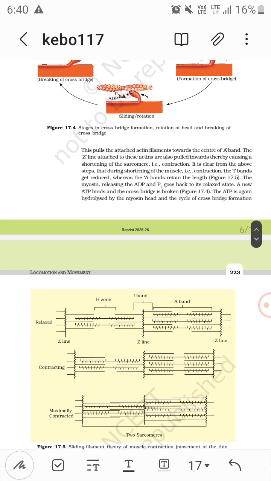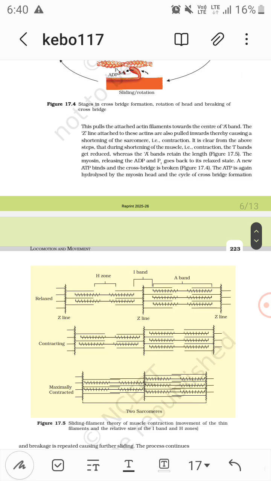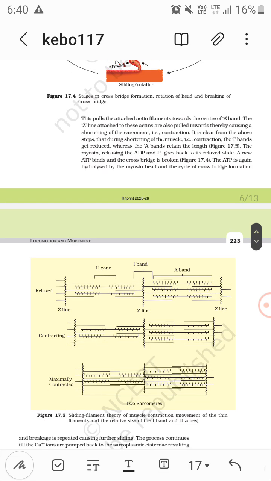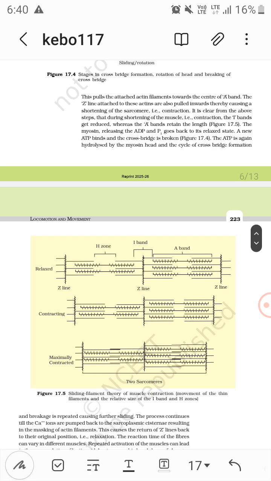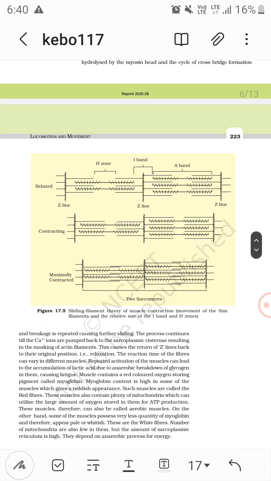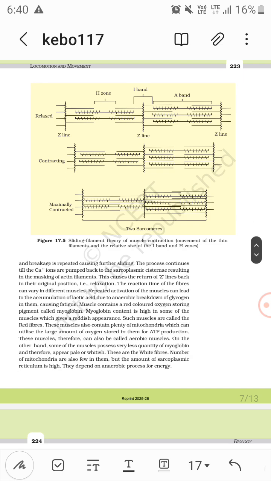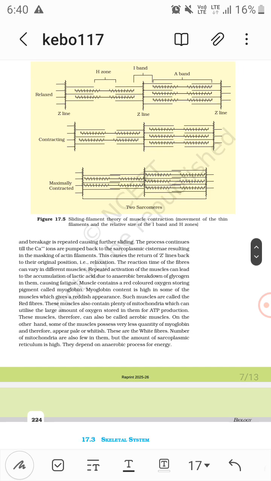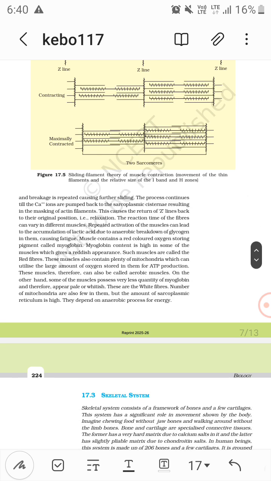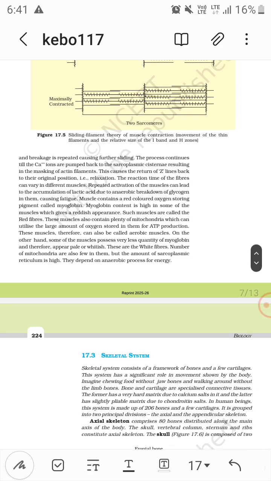Now you see, during the shortening of the muscle, that is contraction, the I bands get reduced, while the A bands retain their length. Then ATP binds and the cross bridge is broken. So new ATP binds and the cross bridge is open. The process of cross bridge formation and breakage is repeated, causing further sliding. The process continues till the calcium ions are pumped back into the sarcoplasmic reticulum, resulting in the masking of the actin filaments. Now the return of the Z lines back to their original position is relaxation.